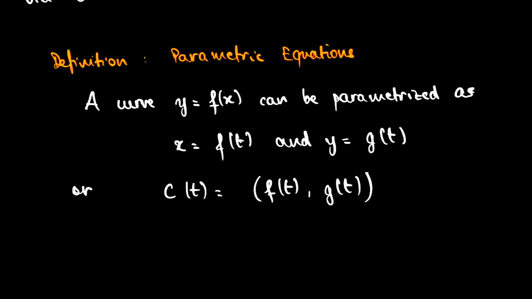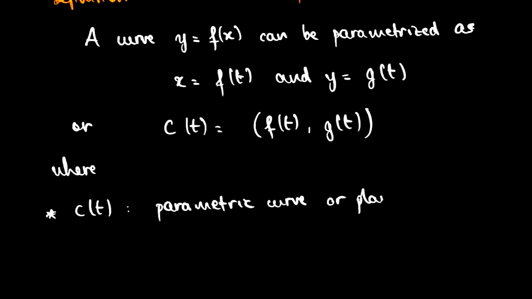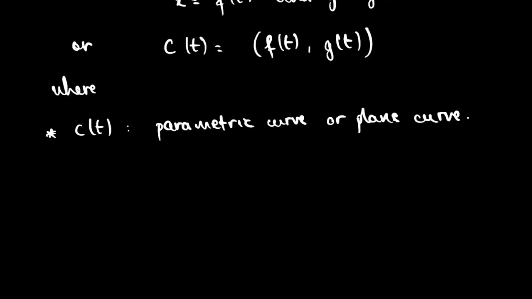So these notations indicate that c of t is called the parametric curve or plane curve. Plane curve because it's still on the xy plane. Later on, when we put in the extra dimension, which is the vertical dimension, then we have something called surfaces. t in this case is the parameter.